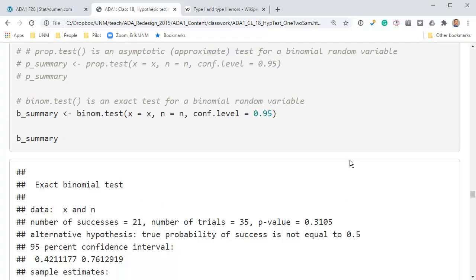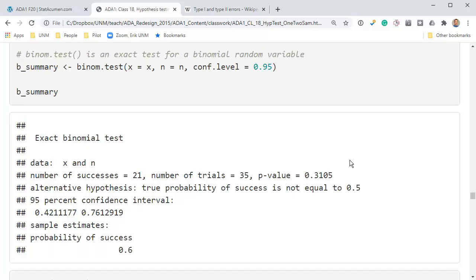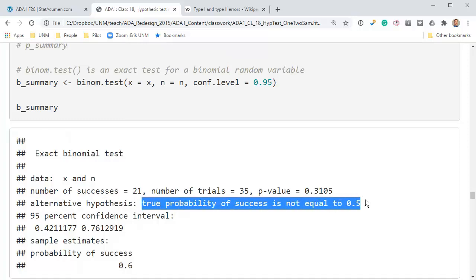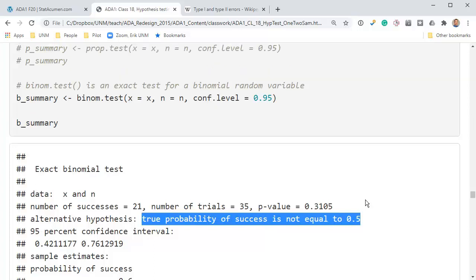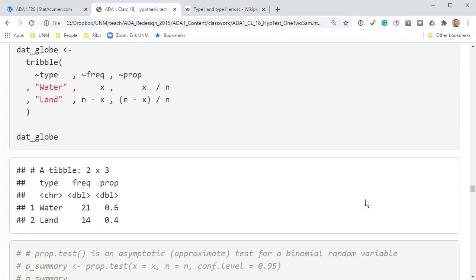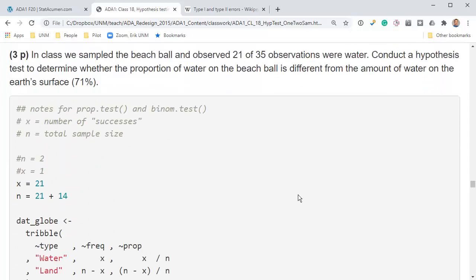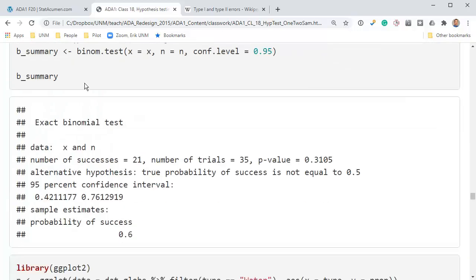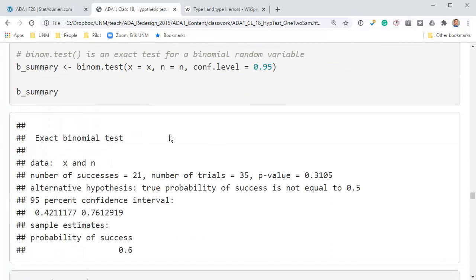Okay, now this test isn't quite right yet. Notice that the alternative hypothesis down here says the true probability of success is not equal to 0.5. Well, we don't care about 0.5. We care about 71%, 0.71. So that is something to modify. Let's take a look at how to do that.